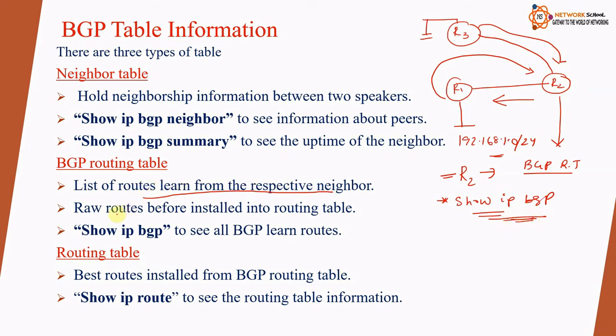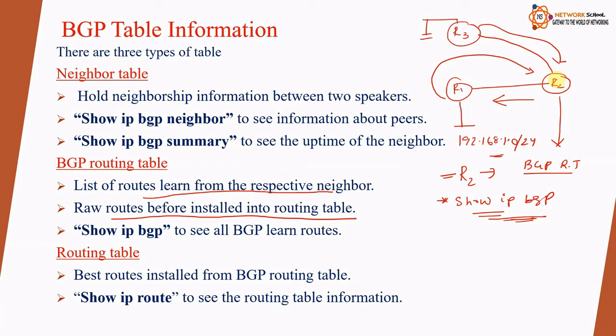Okay, and these are all the raw routes before install into the routing table. So it means this from the R2 perspective. For R2, he has the neighborship with R3, and he has the neighborship with R1. And the updates that his neighbor is sending to R2, from R1 to R2, all those prefixes will be installed into the R2 table, and these are all the raw routes.